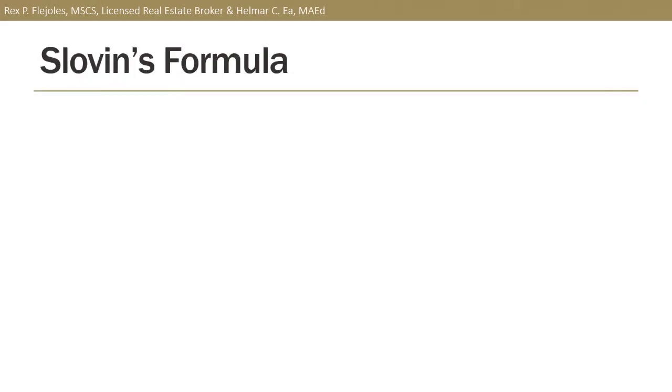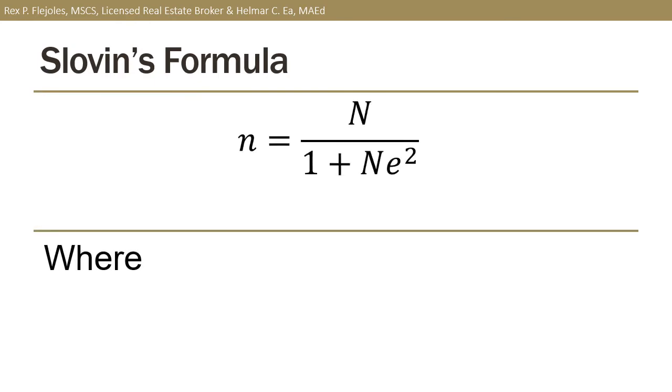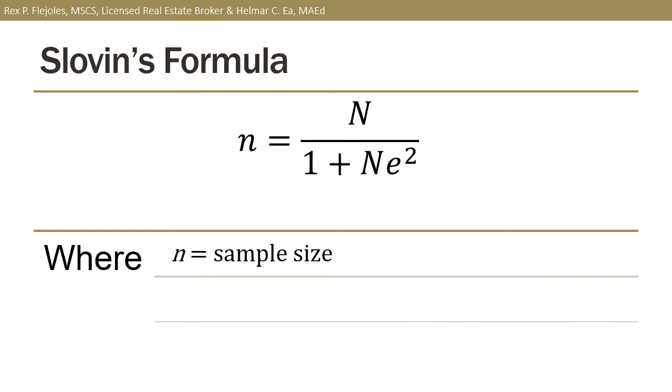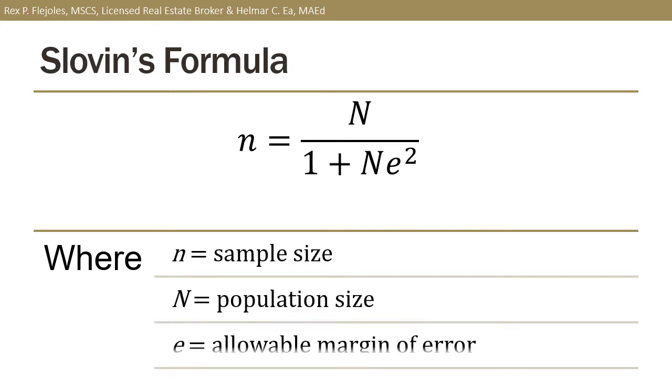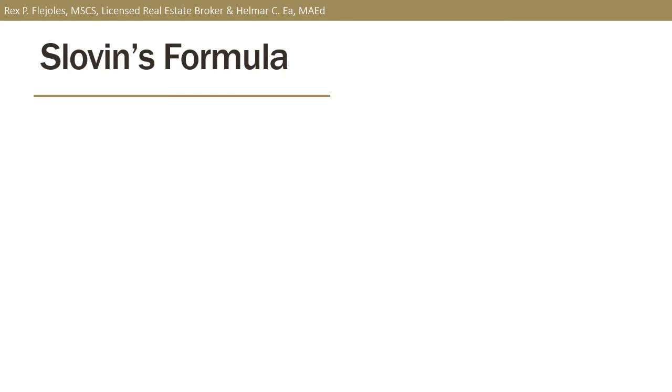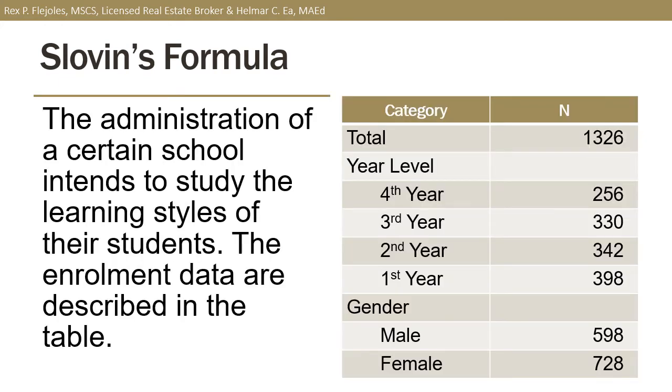On using Slovin's formula, this approach also requires that the population size is known. The following describes Slovin's formula. Sample size is equal to the population size divided by 1 plus the population size times the square of the allowable margin of error. Let us apply Slovin's formula in one of the previously mentioned examples. That is, the administration of a certain school intends to study the learning styles of their students. The enrollment data are provided in a table.